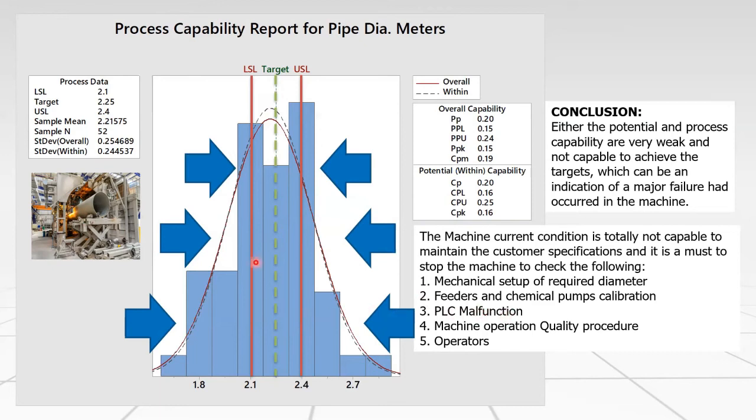It might be quite possible that there is a PLC malfunction, or something wrong happened in the PLC. And it would even be a good idea to review the machine operation quality procedures and the skills of the operators. Now imagine if I maintained those improvement actions and I started immediately to check the machine and solve the calibration issues or the PLC, and then I recollected samples of the pipes again for 13 days.